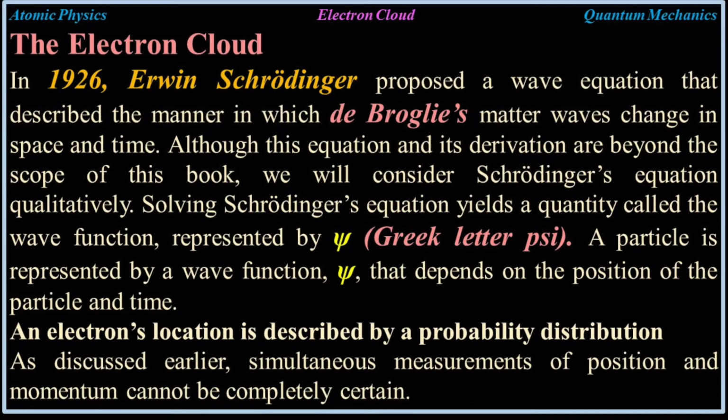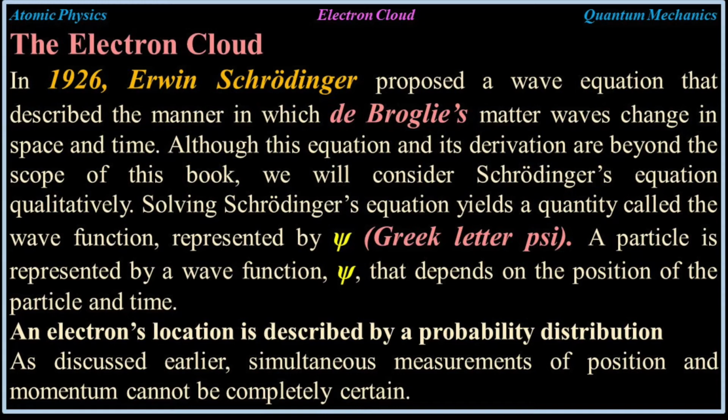The electron cloud. In 1926, Erwin Schrödinger proposed a wave equation that described the manner in which de Broglie's matter waves change in space and time. Although this equation and its derivations are beyond the scope of this book, we will consider Schrödinger's equation qualitatively. Solving Schrödinger's equation yields a quantity called the wave function, represented by the Greek letter psi. A particle is represented by the wave function psi that depends on the position of the particle and time. An electron's location is described by a probability distribution.